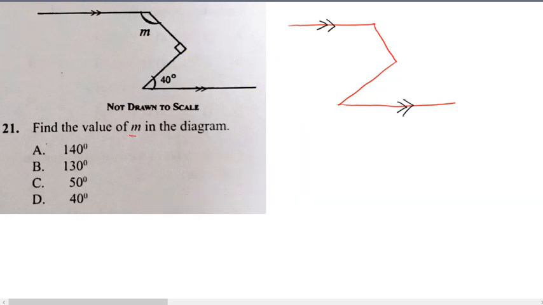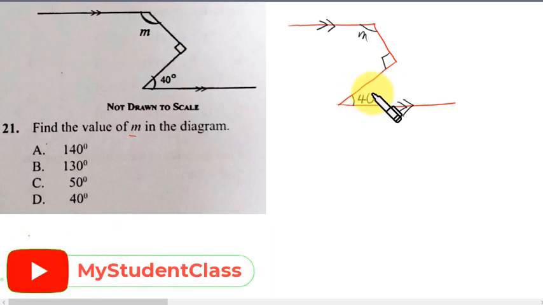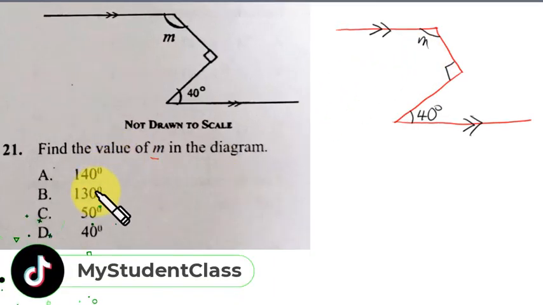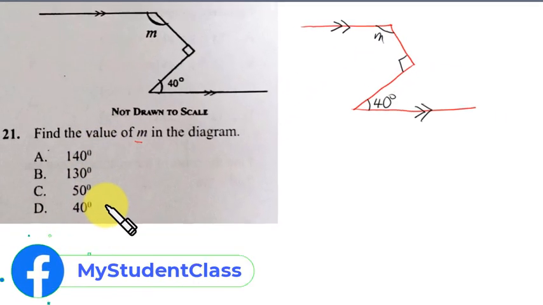So let me put in the angles here. We have m here. There is a right angle that is 90 degrees, and there is the angle 40 degrees here. So what do you think is the value m, or the value of the angle m? Is it 140 degrees, 130, 50, or 40 degrees?